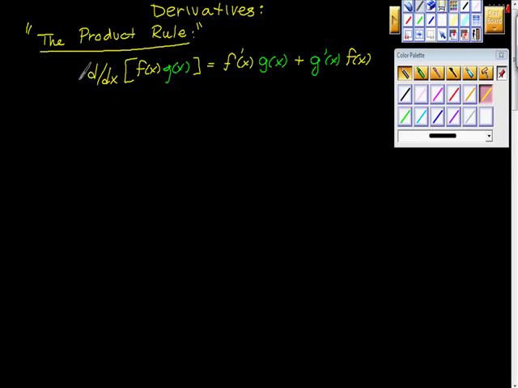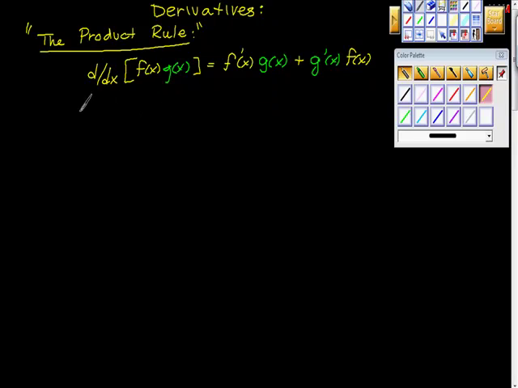It says that the derivative of f of x, a function times another function, is equal to the derivative of the first function times the second function, plus the derivative of the second function, I've got it color coded, times the first function. Which kind of sounds complicated, but it's not bad at all.